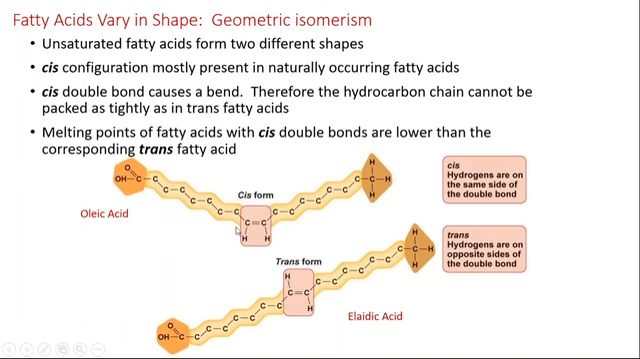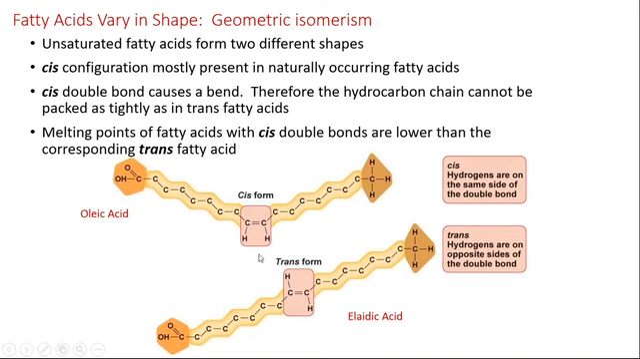The same C18 with a single double bond, if the hydrogens are on opposite sides of the double bond, is elaidic acid. And this is known as a trans fat. So any fat containing these trans fatty acids will be known as containing trans fatty acids, or as trans fats. So here you have the cis form, and then you also have the trans form.